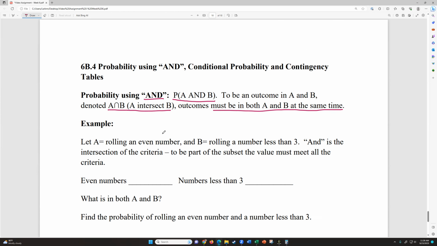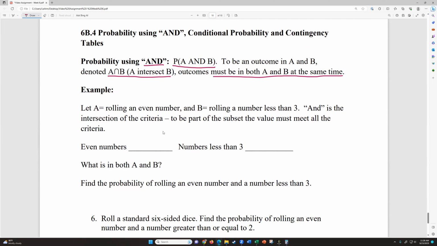So let's look at an easy example with dice. A's event is rolling an even number. B is rolling a number less than 3. And is the intersection of the criteria. To be part of this subset, you must meet all the criteria. So if we think about our even numbers on a regular die, that's a 2, 4, and 6. A number less than 3, which means not including 3, because it didn't say equal to, is 1 and 2.